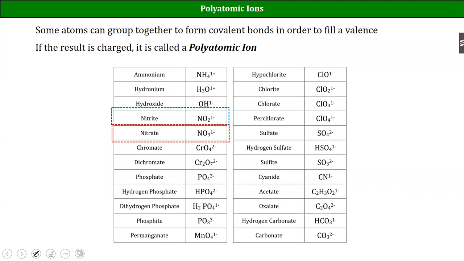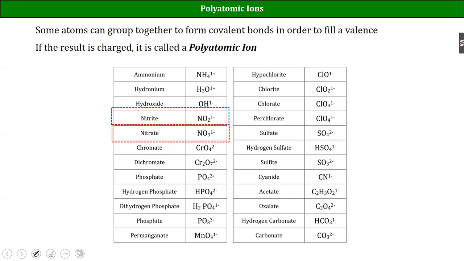Nitrate is NO3 with a negative charge. Nitrite is NO2 with a negative charge. Sulfate is SO4 with a negative 2 charge. Sulfite is SO3 with a negative 2 charge. And so there's a few similarities there. There's a lot that end in either ite or ate. So if you memorize all the ates and you know that rule, you also have all the ites memorized.